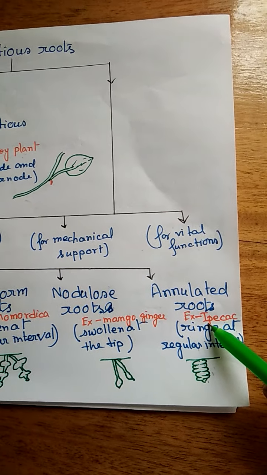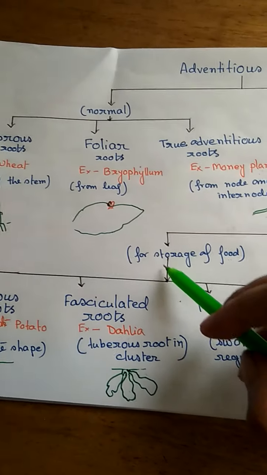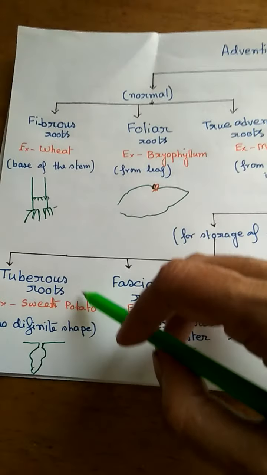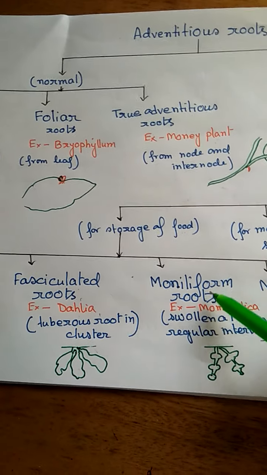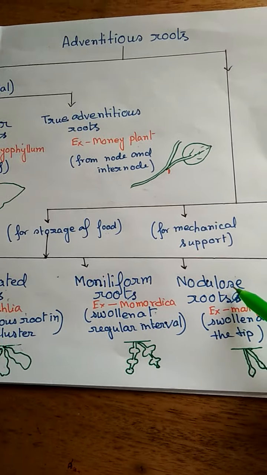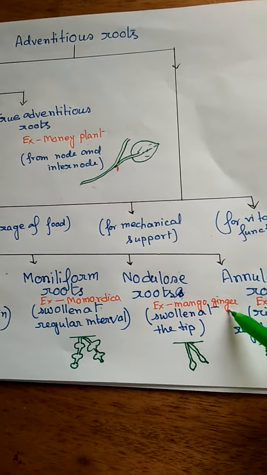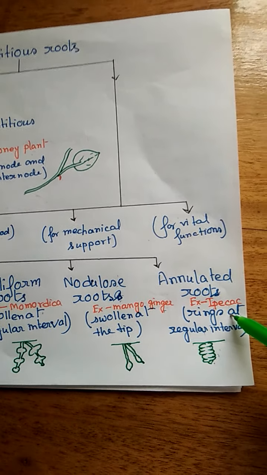Example is ipecac. So in case of storage of food: tuberous root, sweet potato; fasciculated root, dahlia; moniliform root, Momordica; nodulous root, mango ginger; annulated root, ipecac.